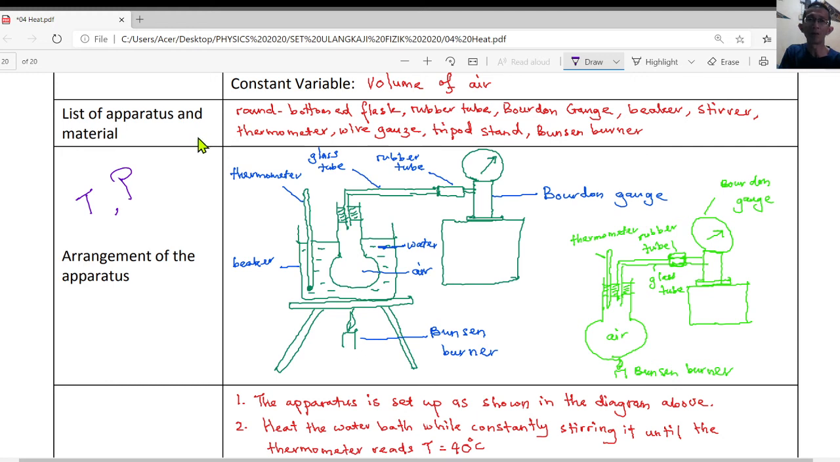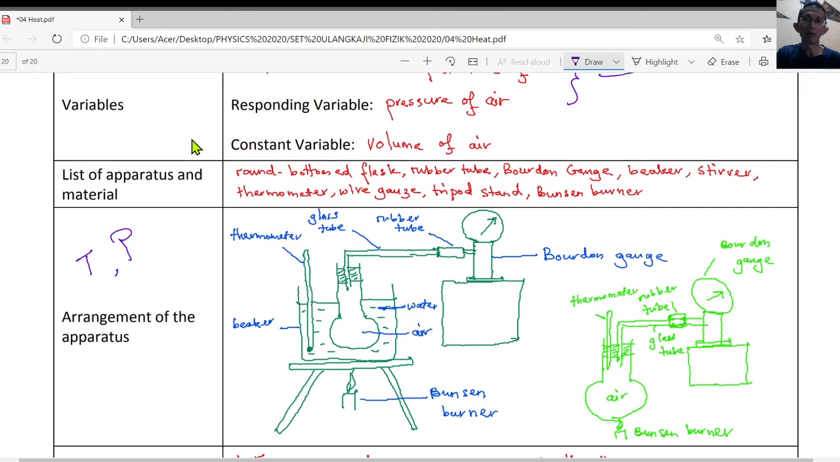So what are the apparatus and material that are compulsory? Remember that in our variables, I'm going to use the notation manipulated and responding. Our manipulated variable just now is the temperature, and our responding variable is the pressure.